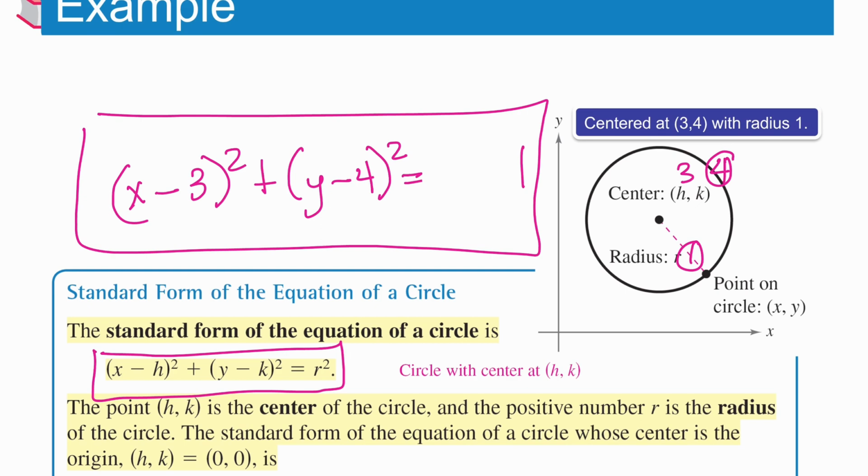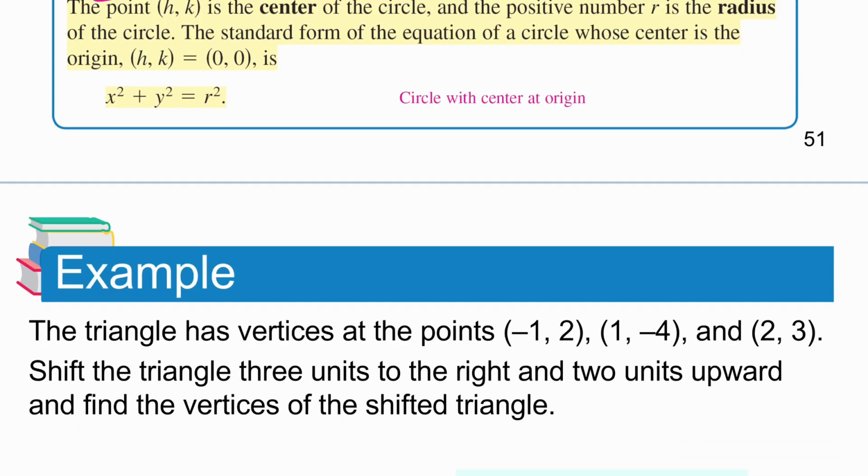Now, it could be that the problem will tell you the equation, and you will tell where it is centered and what the radius is. But it could also be that they tell you where it's centered and what the radius is, and you give them the equation. So there are two ways that you could do problems with this information.